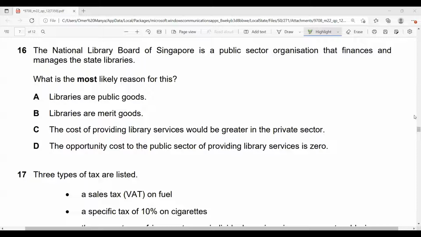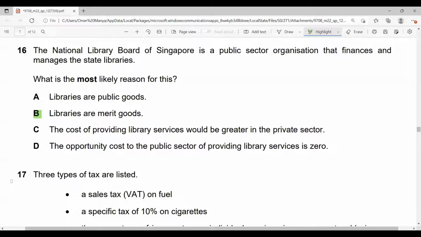Are libraries a merit good? Keeping in mind that a merit good is a good or service that generates positive externalities. Could books or a library generate positive externalities? I think that's true. The more books you read, possibly the more educated you are, the more well-informed you are, more informed, and so on. So I believe that libraries are a merit good. This is the answer for me.